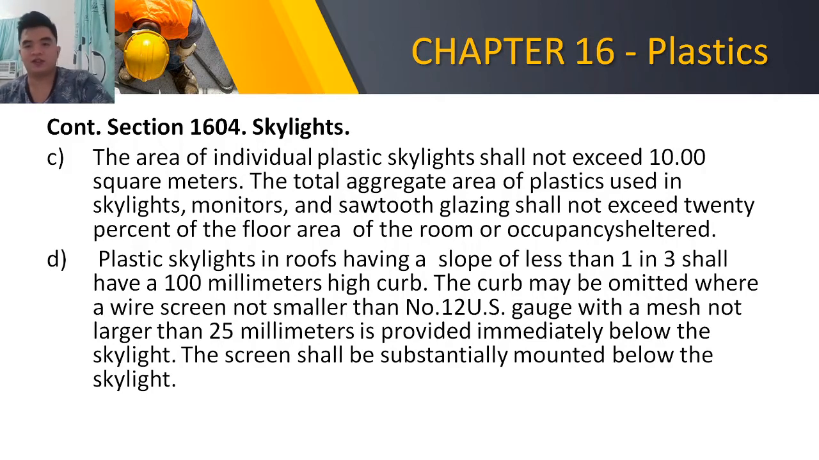The total aggregate area of the plastic used in skylights, monitors, and sawtooth glazing shall not exceed 20% of the floor area of the room or occupancy sheltered. Plastic skylights in a roof having a slope of less than 1 in 3 shall have a 100 millimeter high curb. The curb may be omitted where a wire screen not smaller than 12 US gauge with mesh not larger than 25 millimeters is provided immediately below the skylight. The screens shall be substantially mounted below the skylight.